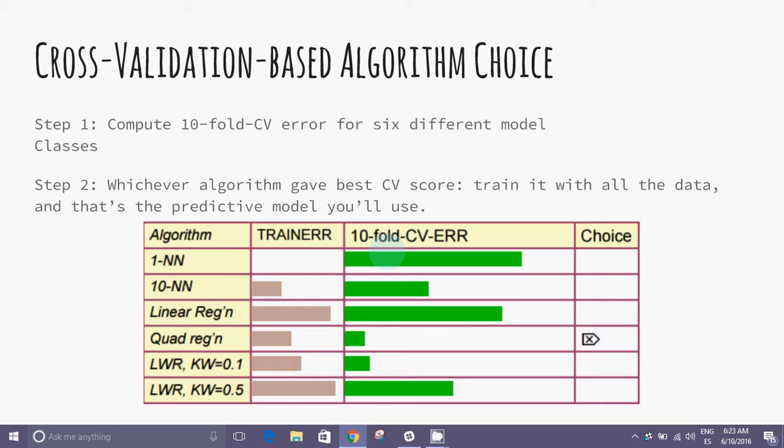However, we must ask what other alternatives we have to cross-validation based model selection. 1. Cross-validation. 2. Akaike information criterion. 3. Bayesian information criterion. And 4. Structural risk minimization with VC dimension.